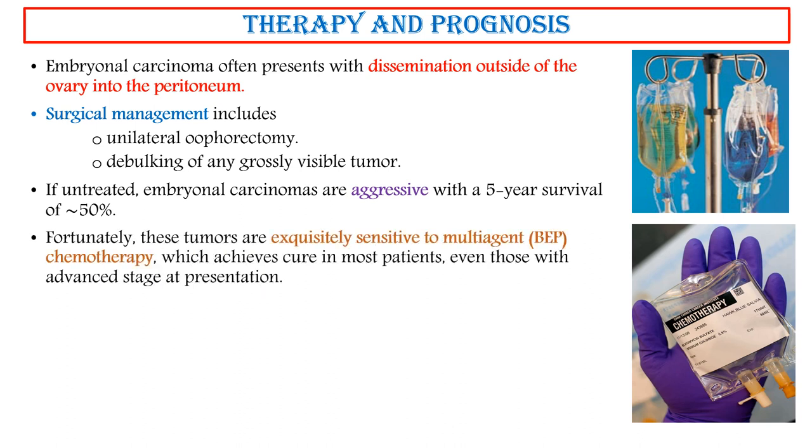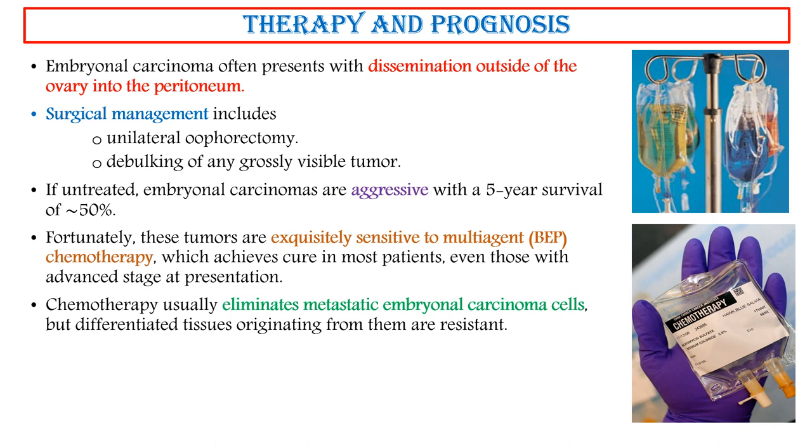Fortunately, these tumors are exquisitely sensitive to multi-agent BEP chemotherapy, which achieves cure in most patients, even those with advanced stage at presentation. Chemotherapy usually eliminates metastatic embryonal carcinoma cells, but differentiated tissues originating from them are resistant. Serum beta HCG is used to monitor for tumor recurrence.